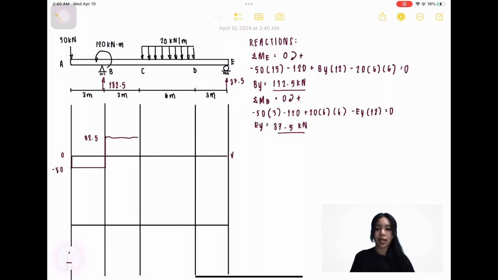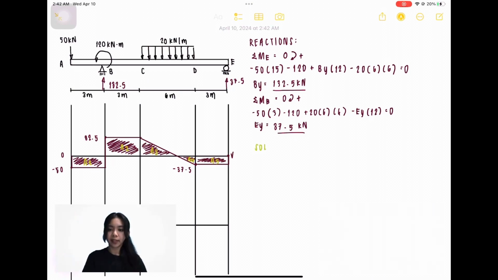Since wala ulit force acting along segment BC, straight line lang ulit. Then, ang total ng uniform load na ito ay 120 kN. At dahil uniform load siya, slanting or diagonal line ang gagamitin natin sa pagpa-plot ng 82.5 minus 120, which is negative 37.5. Lastly, straight line lang ulit, then add the upward force at E, so it will be negative 37.5 plus 37.5 equals to 0. That's it! Tapos na ang ating shear diagram.